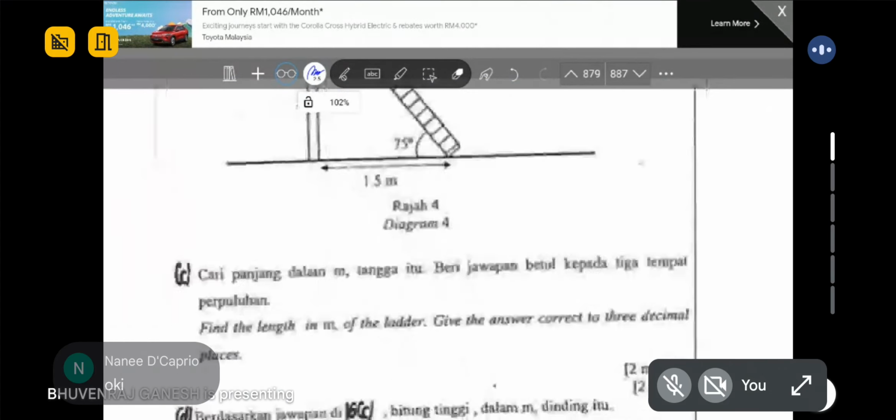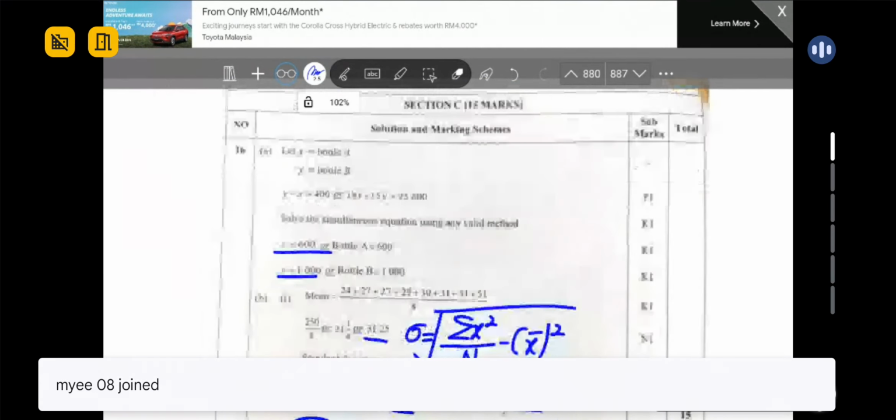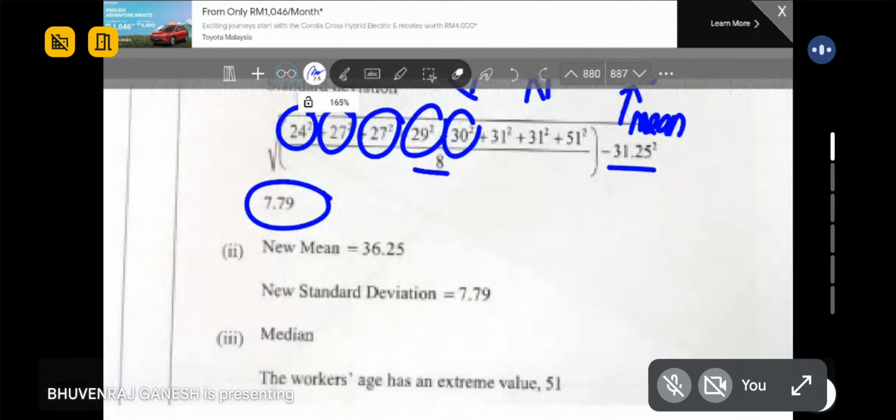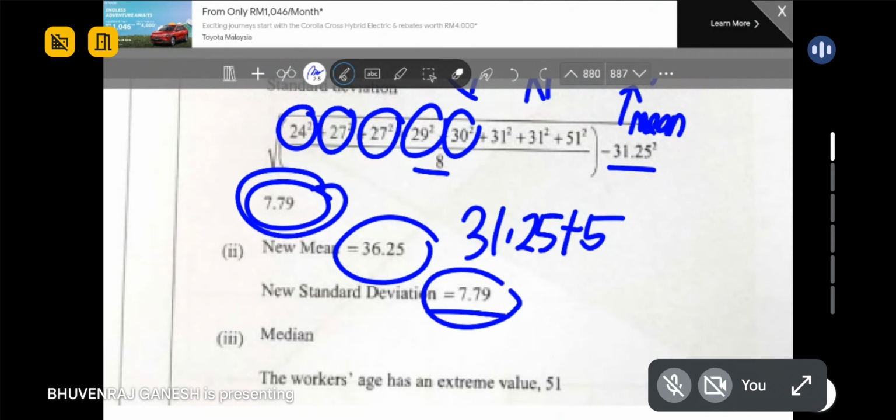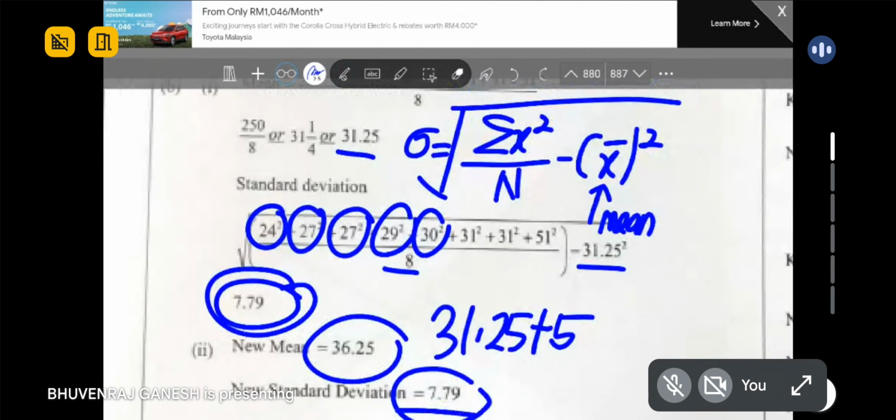Okay, just now your mean answer is 31.25, right? So you just plus 5. So your answer becomes 36.25. Okay, 31.25 plus 5. And then this one is the same. Masih sama. It doesn't change one. Okay, get the concept guys?